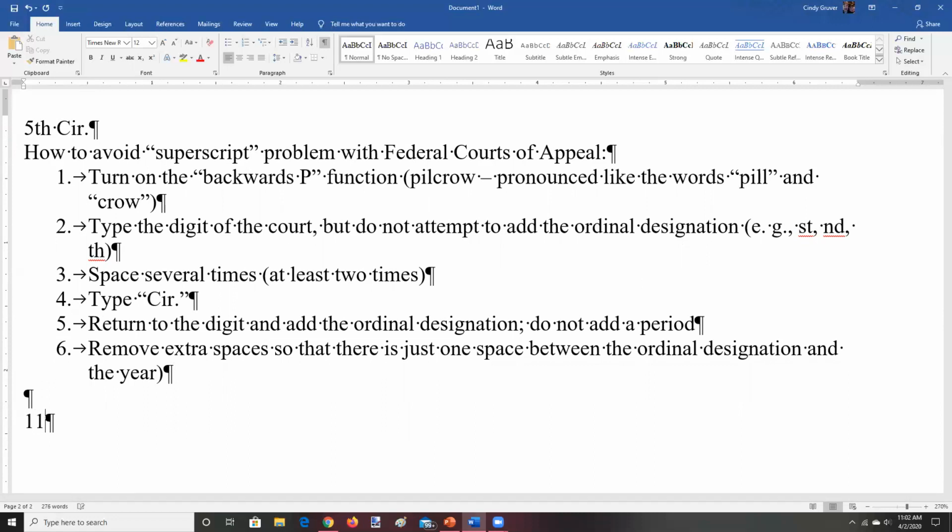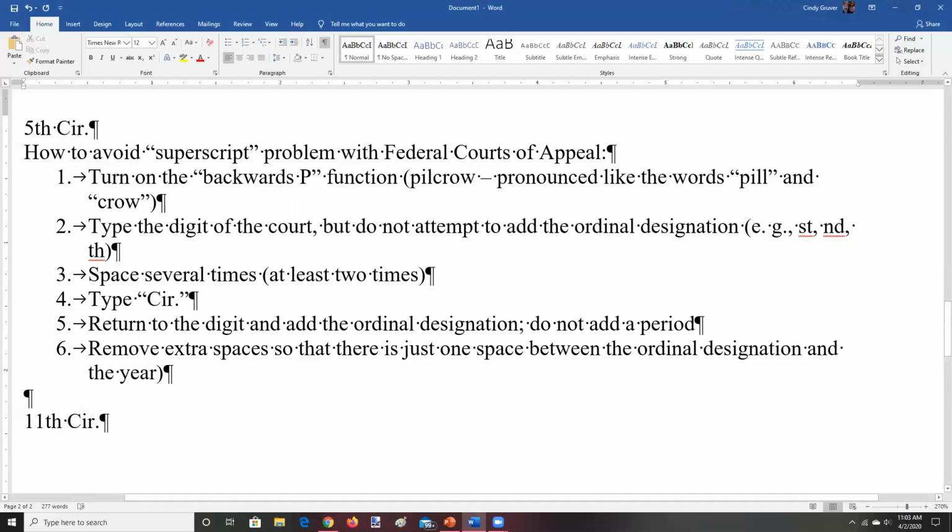So I'm just going to type 1-1. And then I'm going to hit the spacebar several times. You only technically need to do it like twice, but I just typically do it several times. And then I'm just going to type Circuit. And now I'm going to return to the spot next to my last digit here. And of course, if it were the 11th, it would be TH. Because I'm not going to hit the space bar right after, there's not going to be any superscripting. So now all I have to do is just get rid of the extra spaces, and it works.